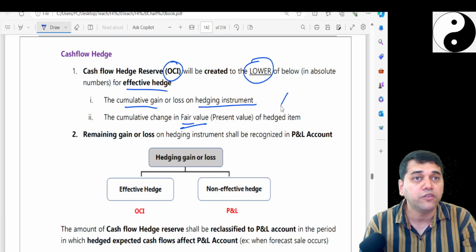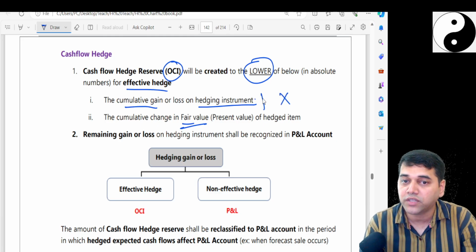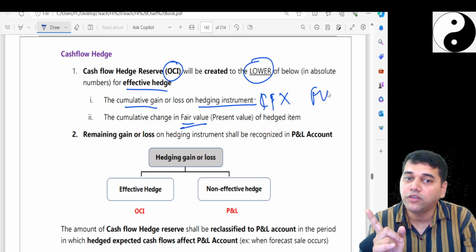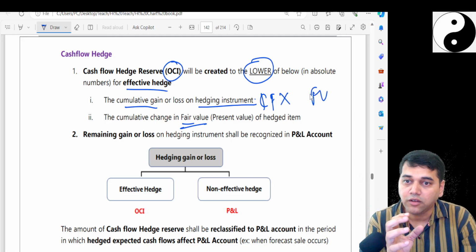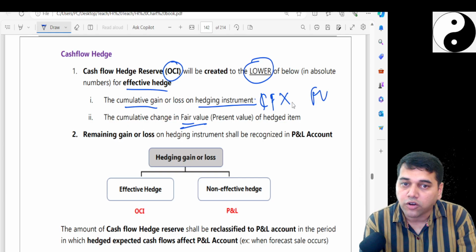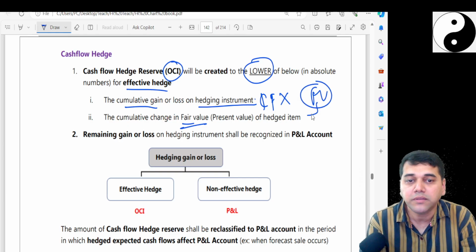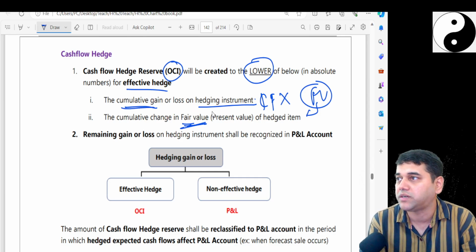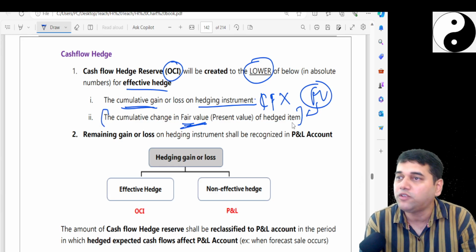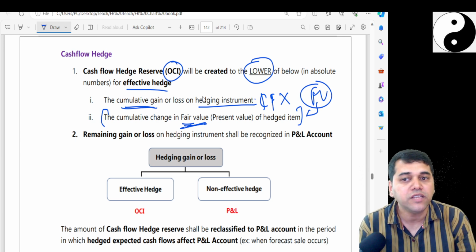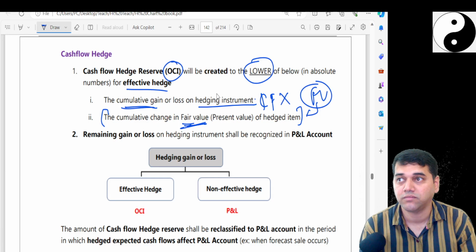Because we have got an inverse relationship, if you try to figure out, the cash flow is hedged, but what goes for a toss? Fair value will go for a toss. So because of the cash flow hedge, you compare the lower of the cumulative change in the fair value versus the cumulative gain or loss in the hedging instrument. Actually, this cumulative change in the fair value is not accounted in your books. It is an off-books calculation. Whichever is lower is considered to be an effective hedge.